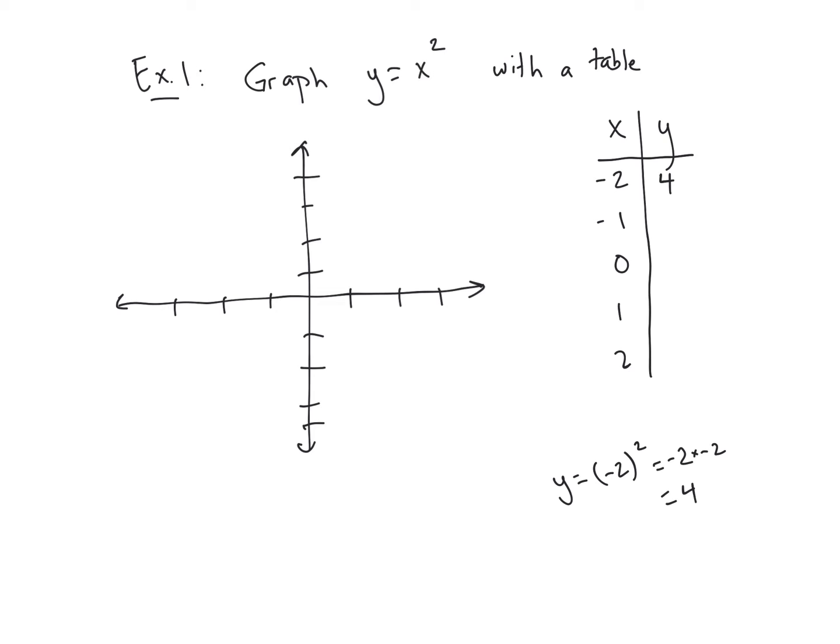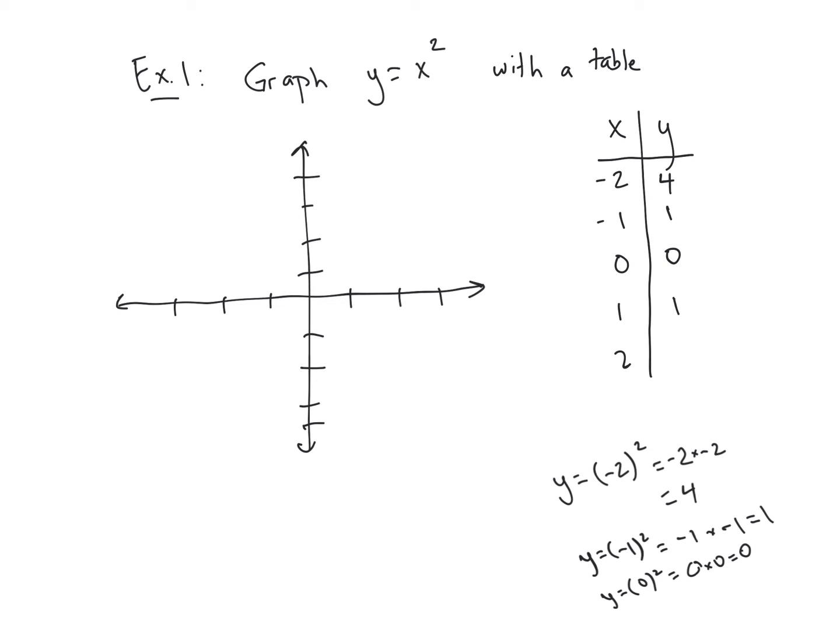And then we just do it again for the next one. So x equals -1. y equals -1 squared, which is -1 times -1, which is positive 1. And then the next one, y equals 0 squared, which is 0 times 0, which is just 0. 1 squared, 1 times 1 is 1.